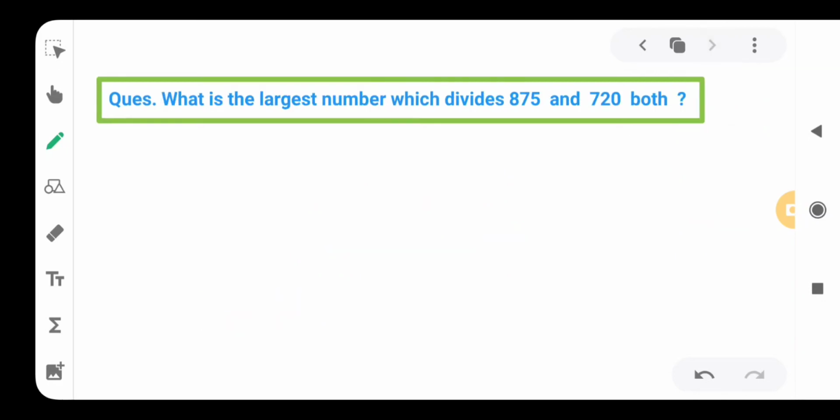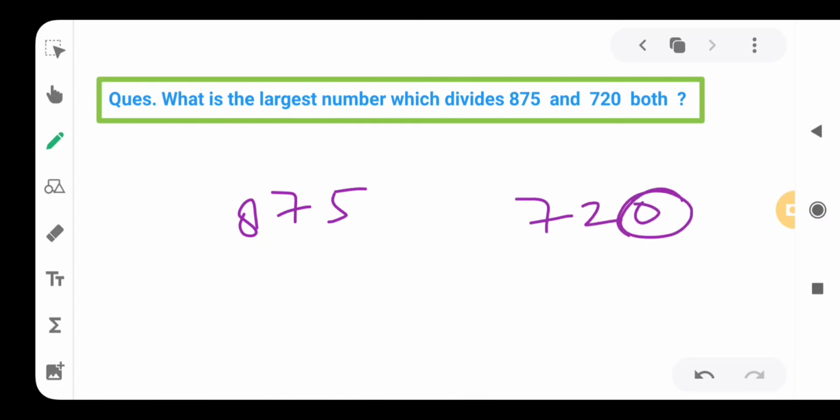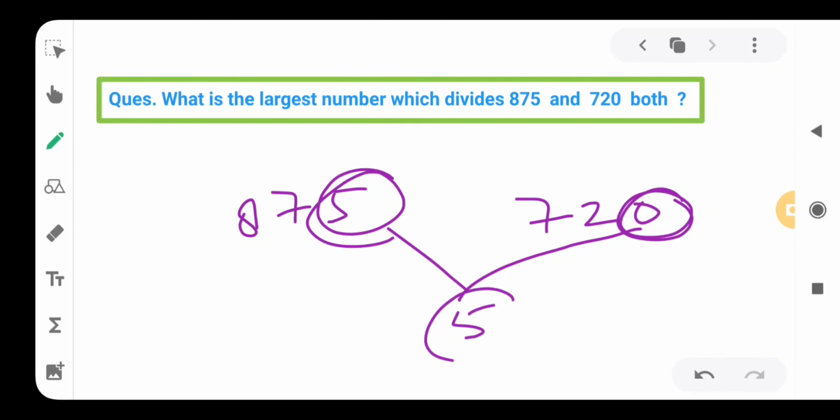So let's take the next question. What is the largest number which divides 875 and 720 both? We have to find the largest number by which both 875 and 720 are divisible. Here we can see 875 and 720 both have 5 and 0 at the last place, and this satisfies the property of 5. So the largest number which divides 875 and 720 is 5.